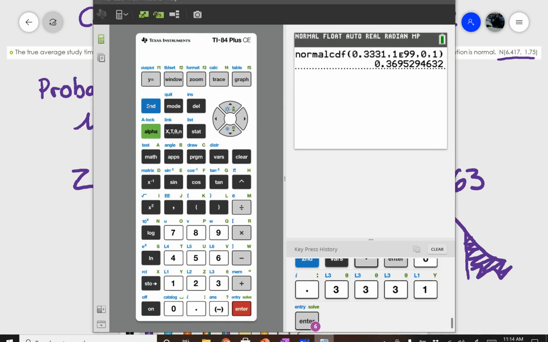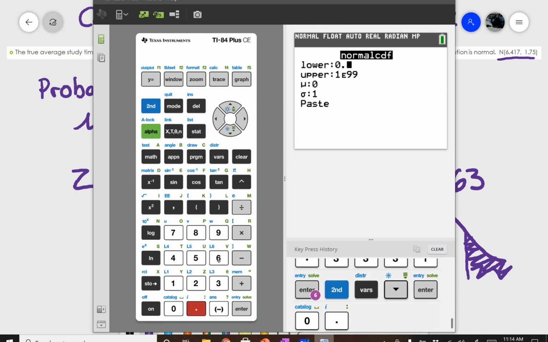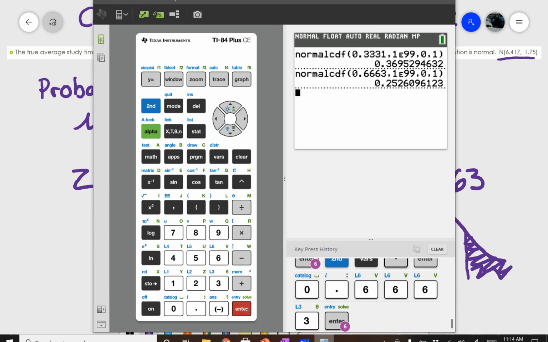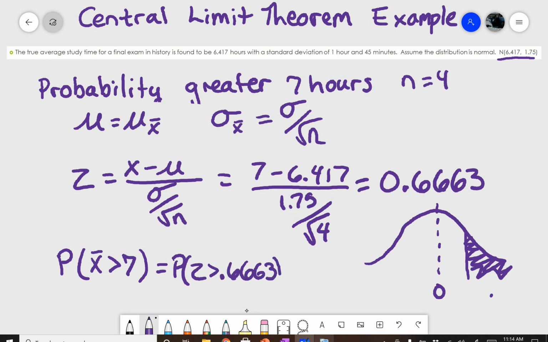So when I put that into the calculator, I get a smaller probability. So now the probability that our sample mean will be greater than 7 is the probability that z is greater than 0.6663, which is 0.2526.